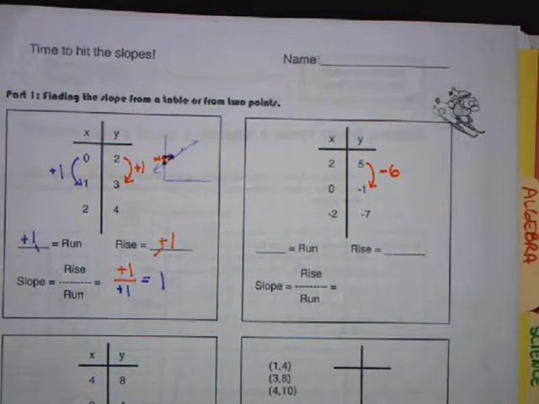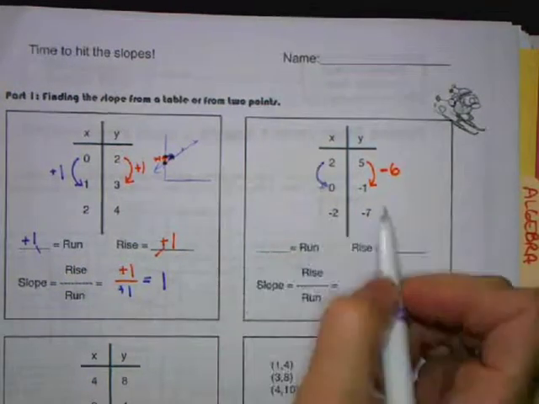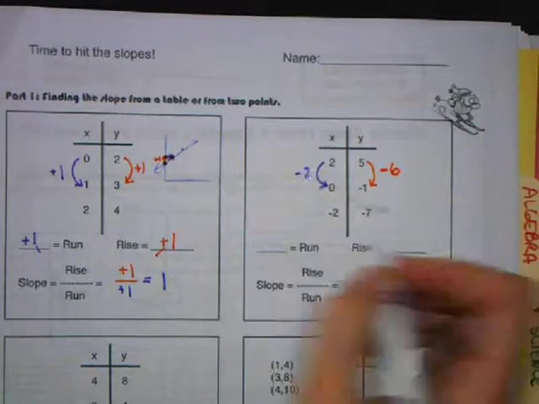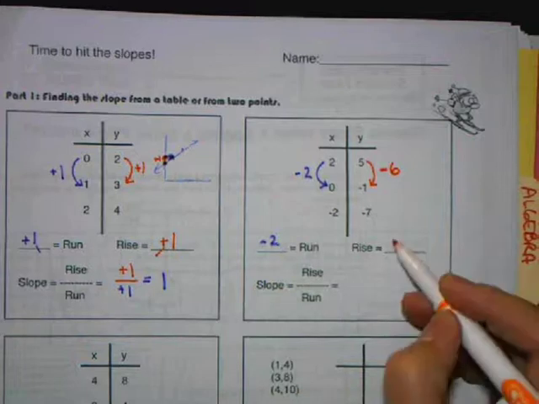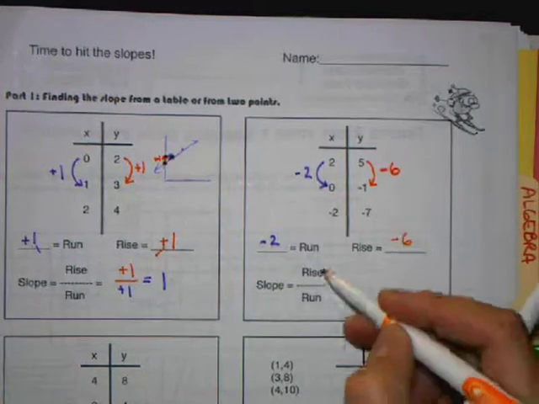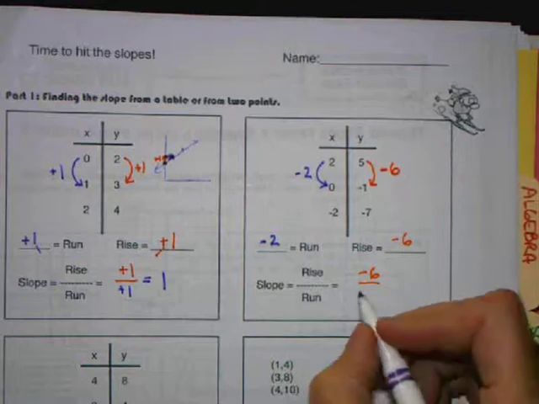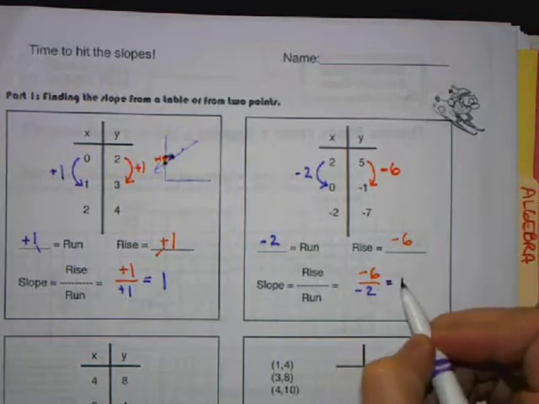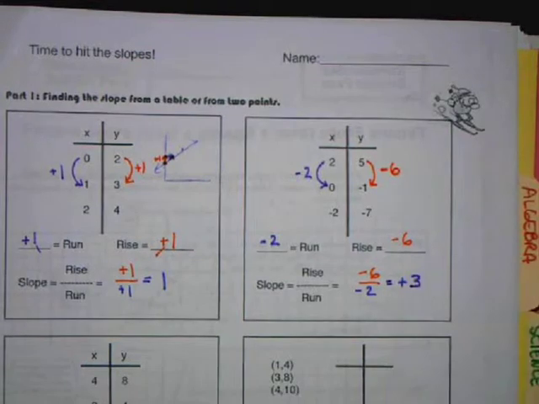On the other side, if we look at x for the same 2 points, we go from 2 down to 0. Again, on this side, we're going down by 2. So our run in this case is negative 2, and our rise is negative 6. So our rise over run is negative 6 over negative 2. A negative over a negative gives us a positive, and 6 over 2 is 3. So the slope of this line is 3.